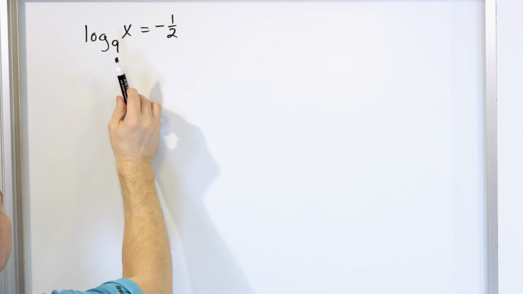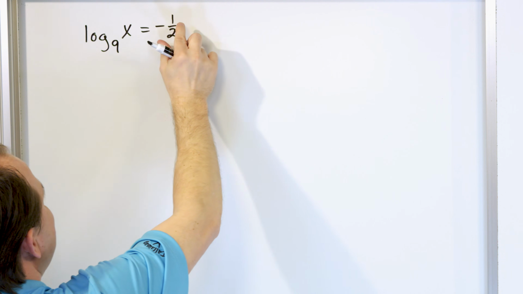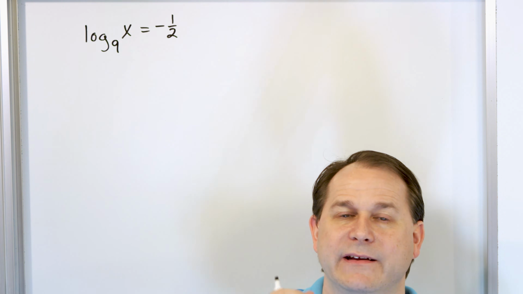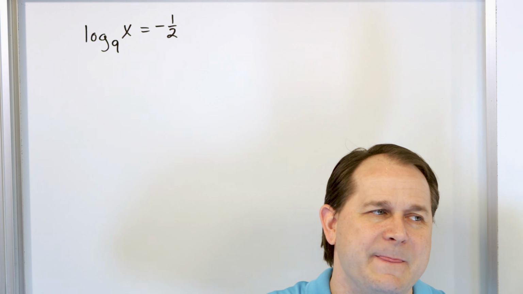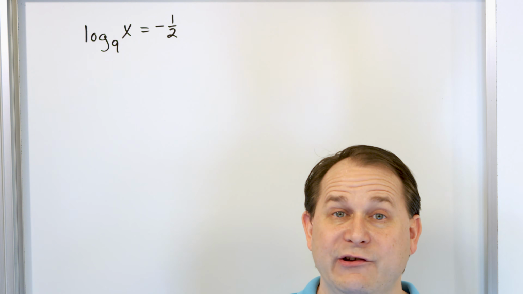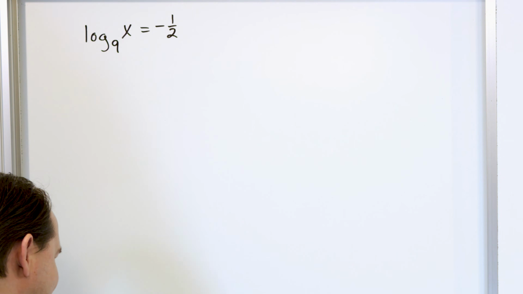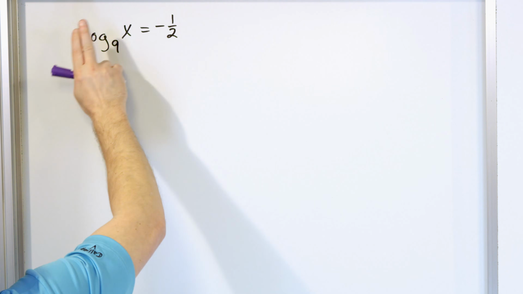You already know you can solve this by saying 9 to the power of this is equal to this. We've solved that exact problem. 9 to the power of that is equal to x, and boom, you solve for x. That's not the point here. The point is for me to teach you how to use these laws of logarithms to solve problems we've already done. So how would we kind of get rid of the logarithm?